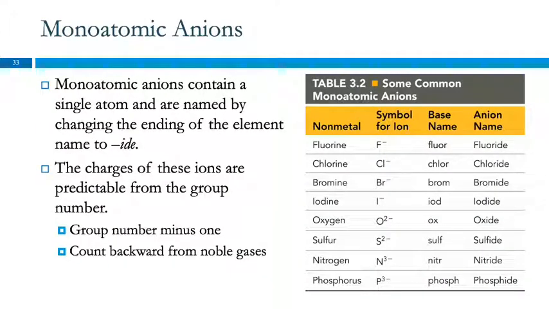So those are the cations. What about the anions? Well, there are monatomic and polyatomic anions. Monatomic means there's one atom. These are just the simple ones. So we look at the nonmetal elements like fluorine, and this forms an F minus charge. We predict the charge based on the location in the periodic table. The name of this, we take the ending of the element name and change it to ide. So fluorine becomes fluoride. Chlorine becomes chloride.